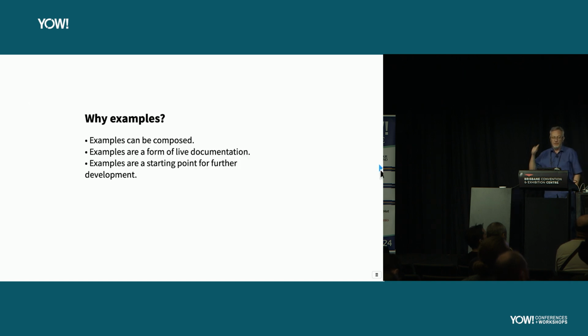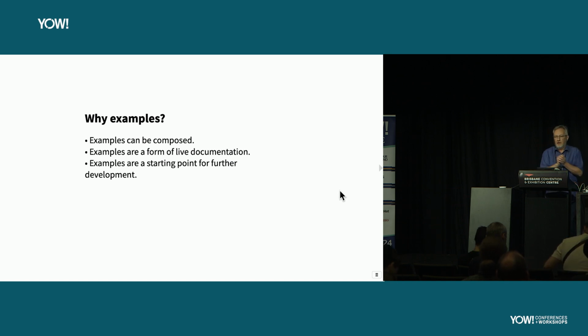So why examples? Examples can be composed. They become a form of live documentation. In fact, in the slideshow that I'm showing you, pretty much everything that you saw that was a live object was an instance of an example. So it was a test method that returned an object. You can also embed these into the notebook pages. We saw a notebook page earlier, which is where I was doing the GitHub demo. And they can be a starting point for further development.